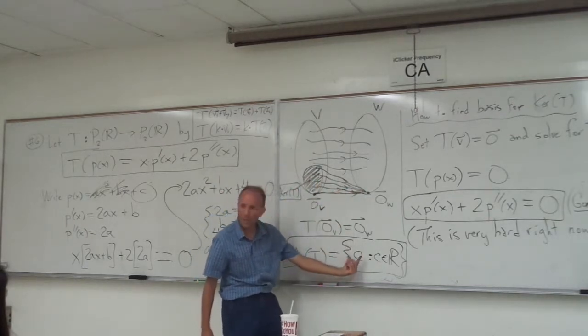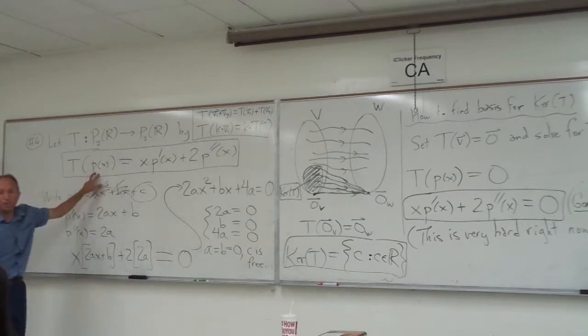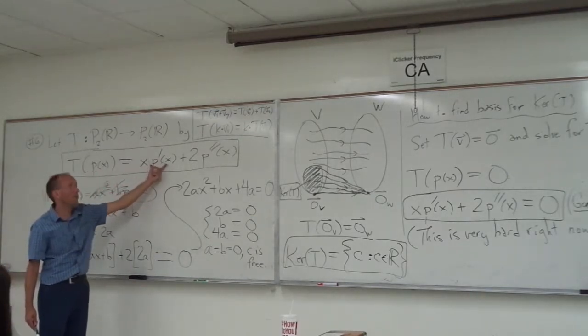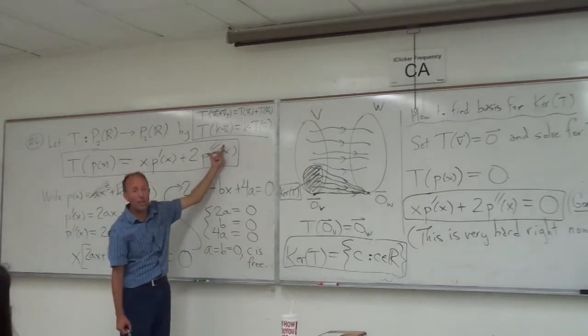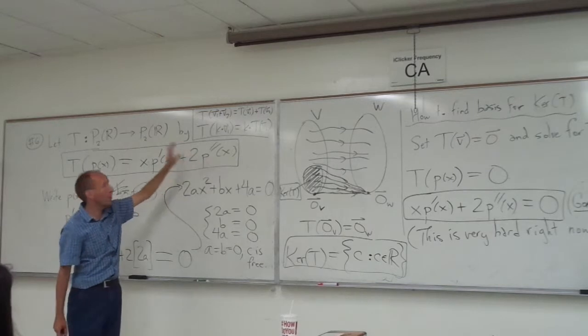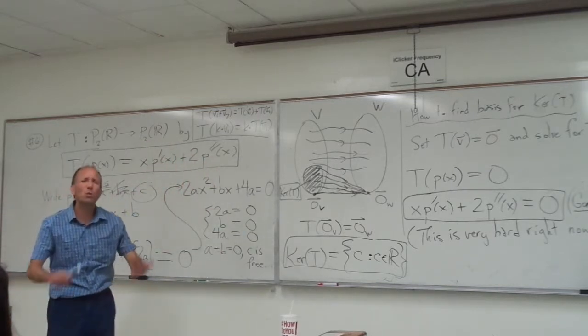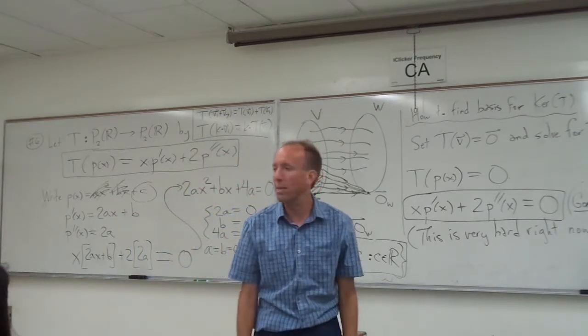Do you agree that a constant gets killed by this transformation? Plug a constant in for the polynomial. What happens when you plug it in? Oh, you differentiate it. It's gone, right? Oh, you differentiate it twice. It's really gone. It becomes 0. You have 0 plus 0. It's 0. It got killed. That's no surprise. It's no surprise that all the constant polynomials are going to be in the kernel.